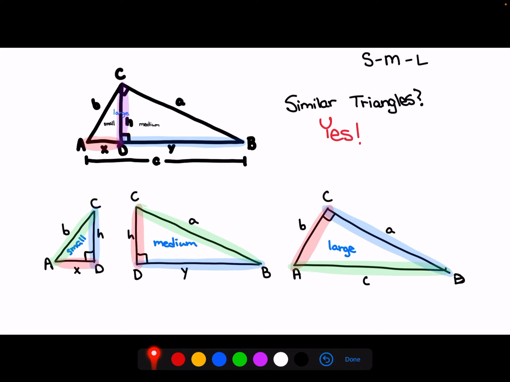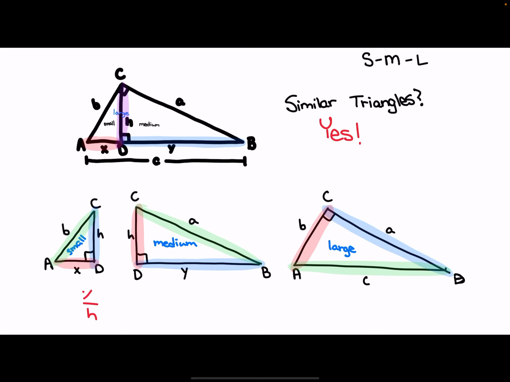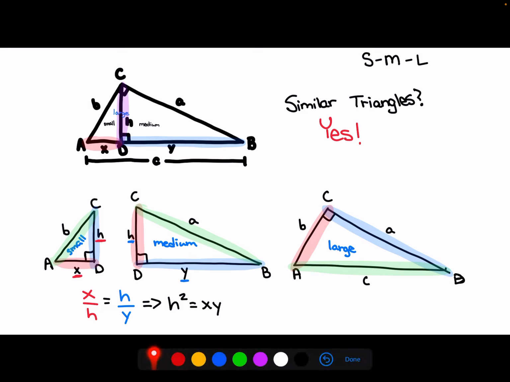So what this allows us to do, and I'll do a little example here between the small and the medium, is if I do a ratio of my short leg over my long leg, I would get x over h equals h over y. Of course, if we cross multiply, that turns into h squared equals x times y.